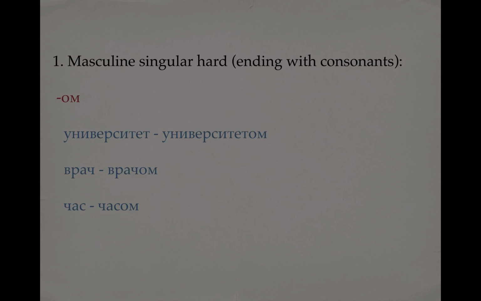Okay, let's look at the first examples. Universitet is ending with T, so it's ending with a consonant, so it's a masculine singular hard word. For these words, to change into the instrumental case, we simply add -om to the end of the word. For example, universitet, university, changes to universitetom. And the second one, vrach, the doctor, changes to vrachom. Vrach, vrachom. And chas, watch, turns to chasom.